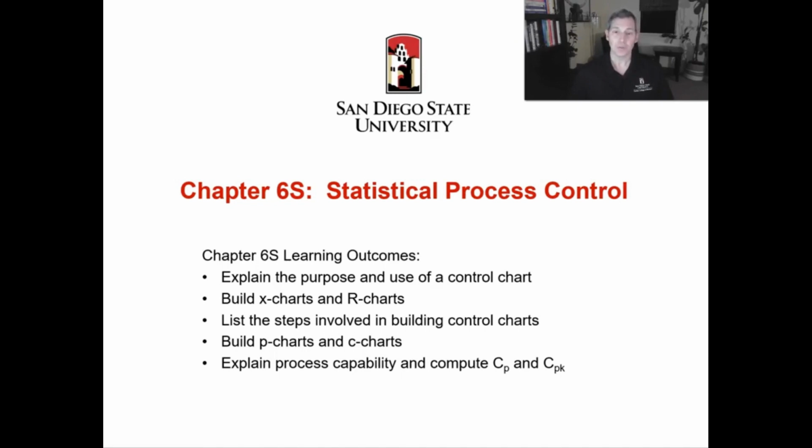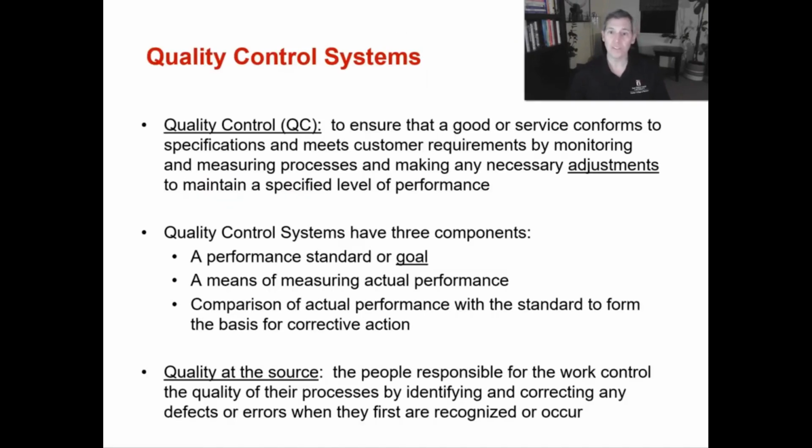Before we dive into statistical process control, we need to talk about what quality control is and understand how we are managing quality in a manufacturing or a service setting. Quality control is ensuring that a good or service conforms to the specification and meets the customer requirements by monitoring and measuring processes and making any adjustments to maintain a specified level of performance. So we're going to monitor and measure the products that we make to make sure that they are meeting our requirements, and if they are not, then we will make adjustments to that production process.